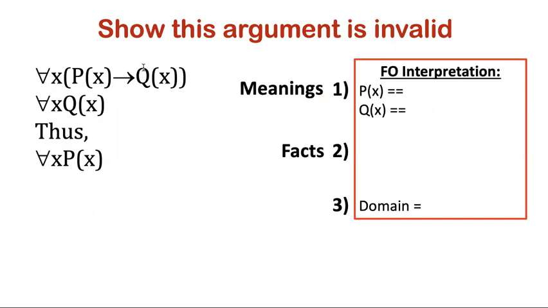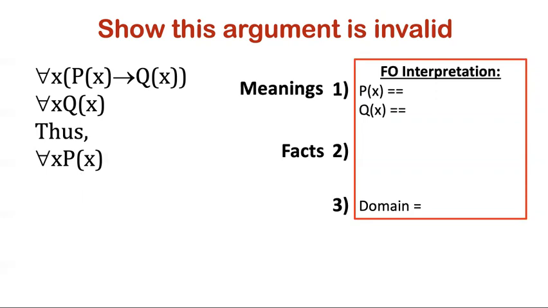For example, P and Q are the predicates in this sentence, so I need to tell you what each of those things means. I also need to tell you the facts so that we actually know whether these premises and conclusion are true and false. And lastly, there must be a domain of quantification in order for these quantifiers to have truth values, for example, for us to know whether everything has property P. Sometimes the domain is implicitly understood, but I'll make it explicit just so we're entirely clear.